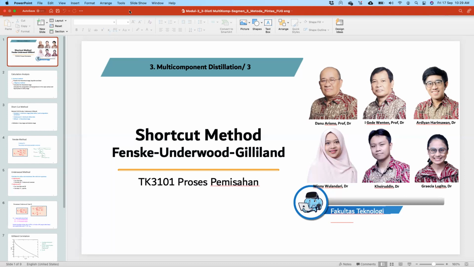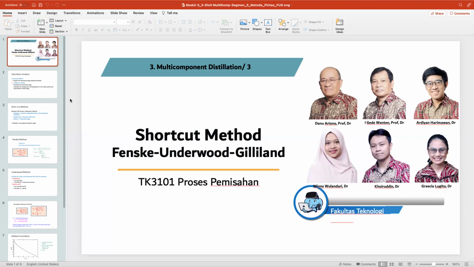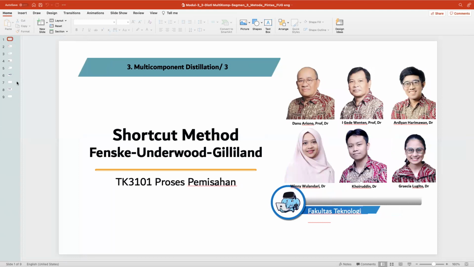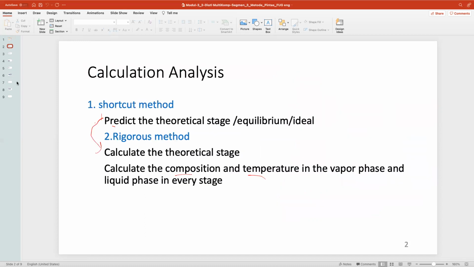Okay, let's continue with the shortcut method. Why is it called the shortcut method? Because it is not accurate, but it can give you some valuable information that's not mentioned in the problem. Later we're gonna continue with the shortcut method, and next week is the exam, so the week after is the rigorous method, or the exact method, right?